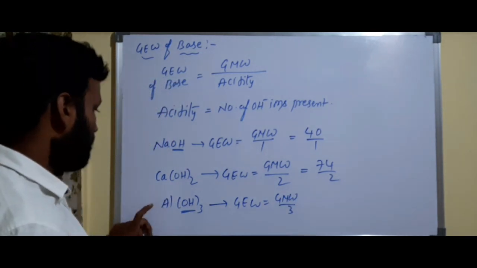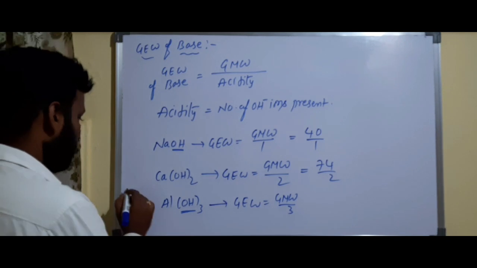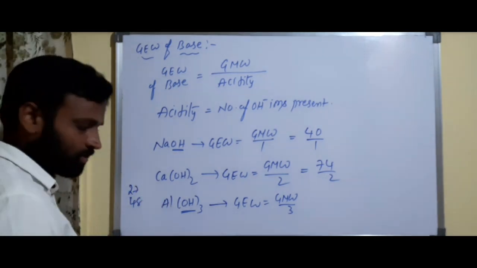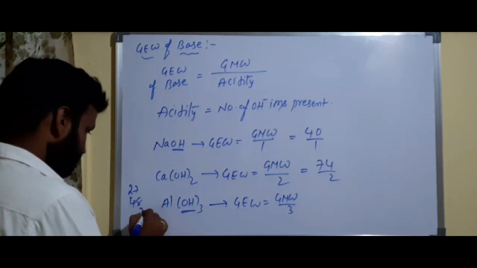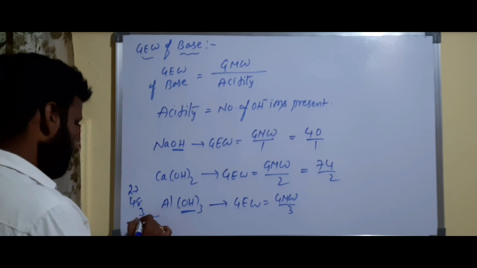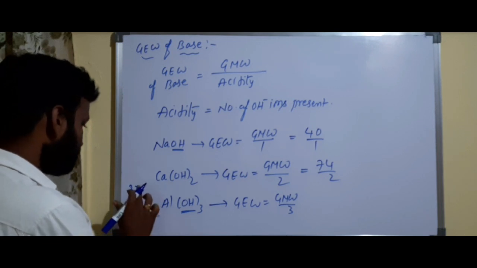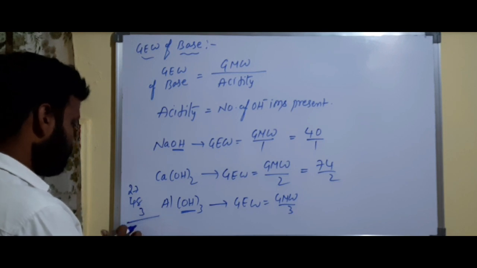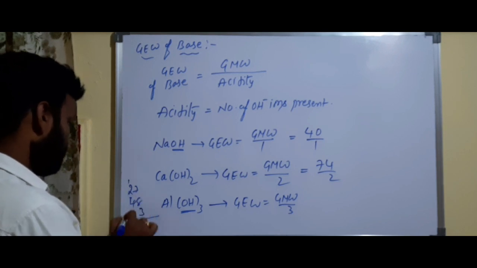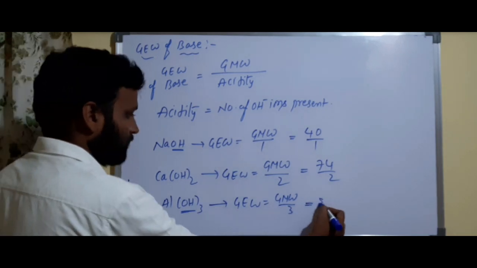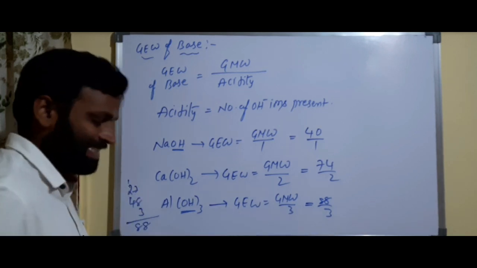Write down the gram molecular weight. Aluminium 27, 3 oxygens 48, as I told you, the 16 table for oxygens, and 3. So 27 plus 48 plus 3 is 78, so 78 by 3 like this.